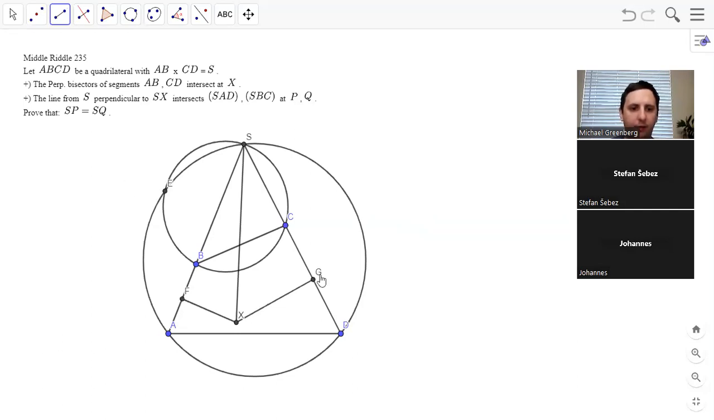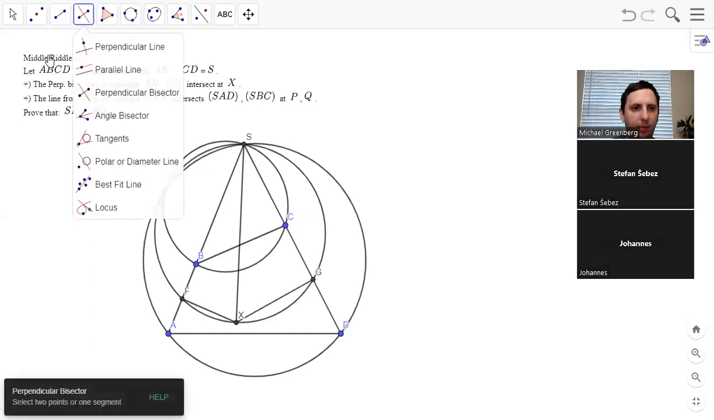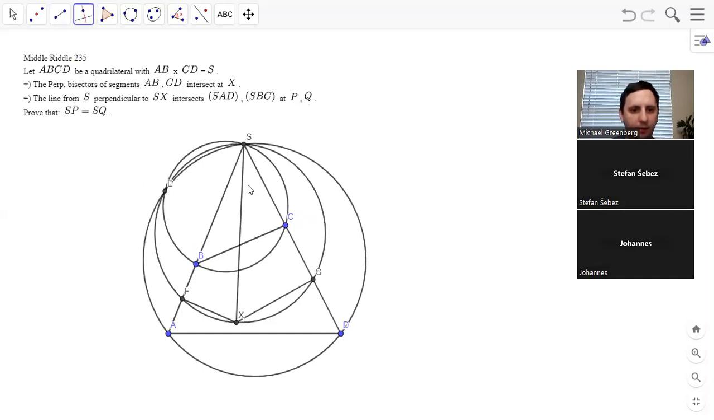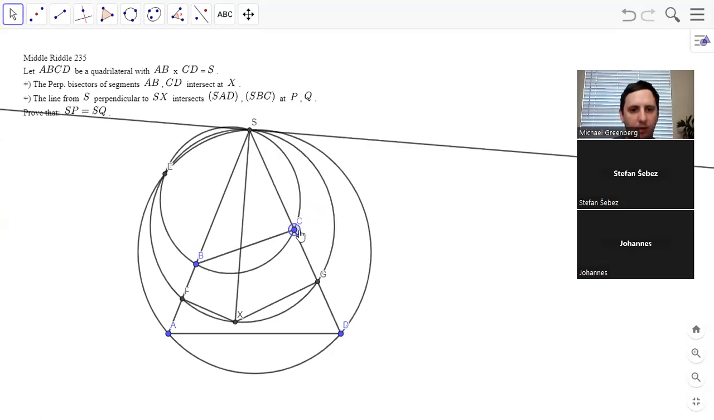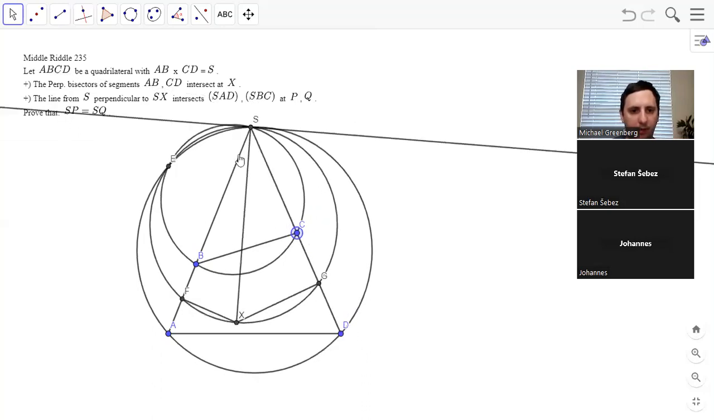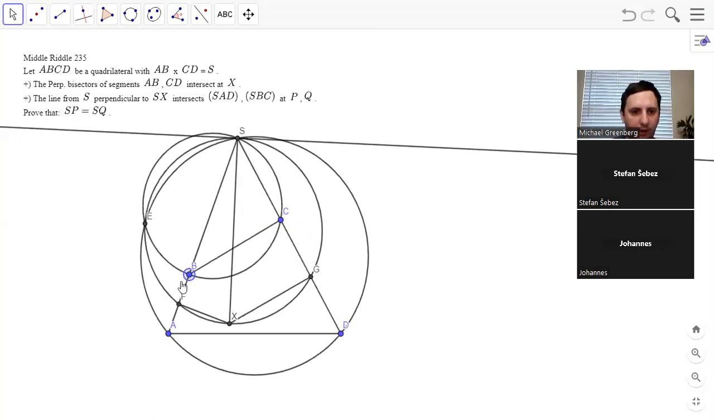Oh, are you saying EFXG is cyclic? Yeah, okay, with S also. And that is because of the spiral similarity, BF over FA is CG over GD. Okay, yeah, so that is cyclic. And we draw the line from S perpendicular to SX. So it almost looks like X is an altitude, which I want to make look more diagonal, so let me see if I can draw a good figure here.